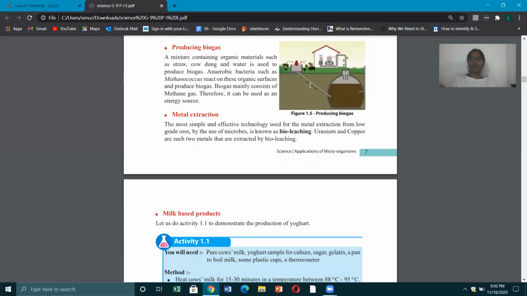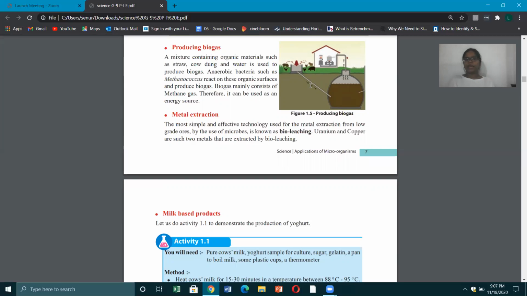Likewise, just because you have the organic materials and the required mixture, which has been composed of straw, cow dung, and water, you can't make biogas. For that, you need the anaerobic bacteria named methanococcus. Who are anaerobic bacteria? Anaerobic bacteria are the bacteria type who can live without oxygen, without respirating oxygen. So methanococcus should react on the organic surfaces in order to produce biogas.